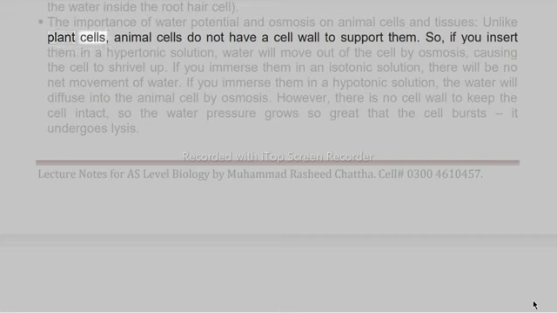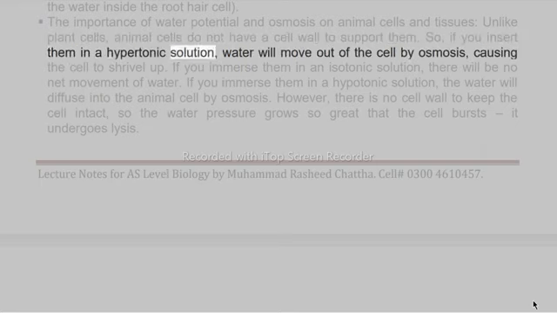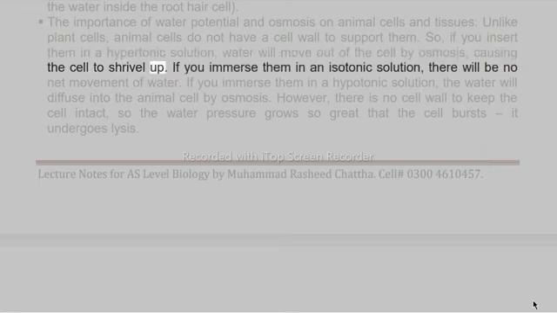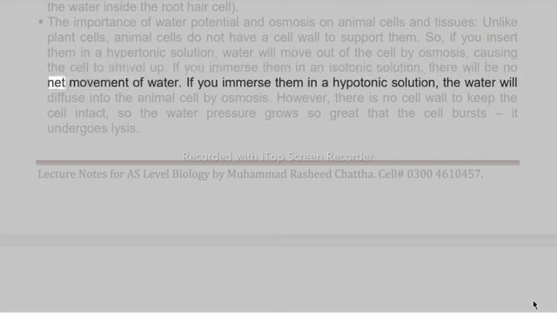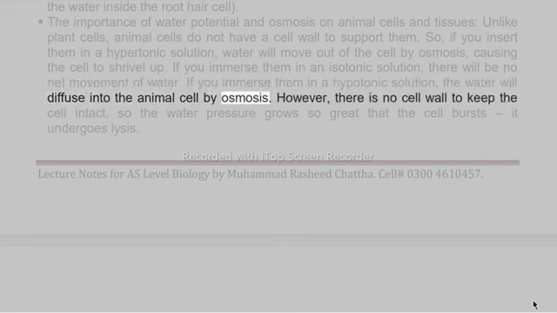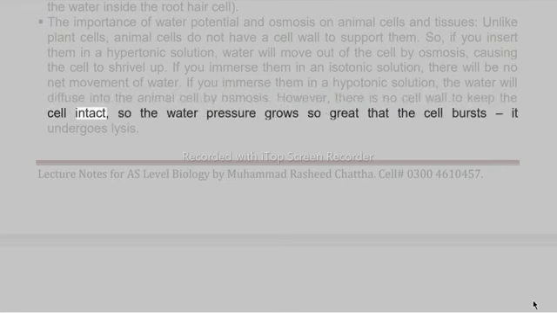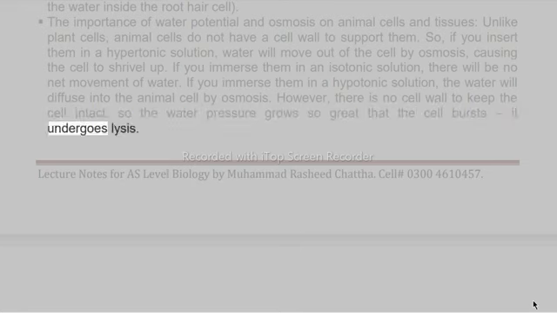Unlike plant cells, animal cells do not have a cell wall to support them. So, if you insert them in a hypertonic solution, water will move out of the cell by osmosis, causing the cell to shrivel up. If you immerse them in an isotonic solution, there will be no net movement of water. If you immerse them in a hypotonic solution, the water will diffuse into the animal cell by osmosis. However, there is no cell wall to keep the cell intact, so the water pressure grows so great that the cell bursts. It undergoes lysis.